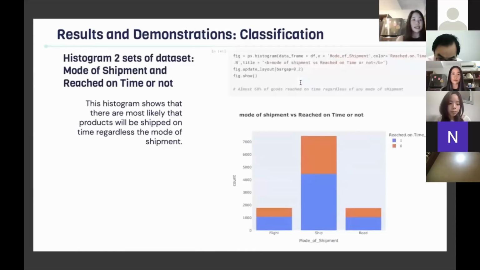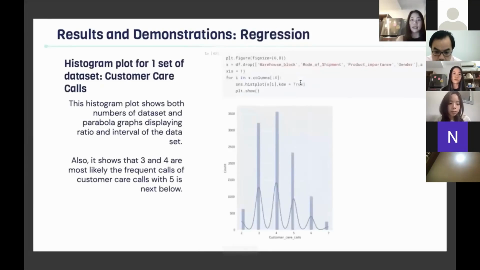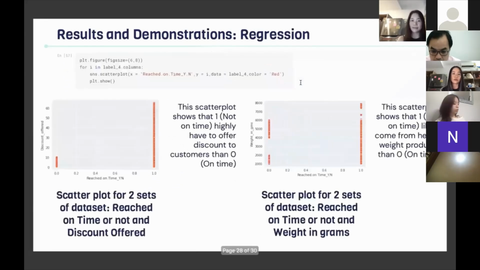Okay, so this histogram shows that products will most likely be shipped on time, regardless of the mode of shipment. And this is a histogram plot that shows both the number of data points and a parabola graph, displaying the ratio and interval of the data set. Also, it shows that 3 and 4 are most likely the most frequent customer care call categories.